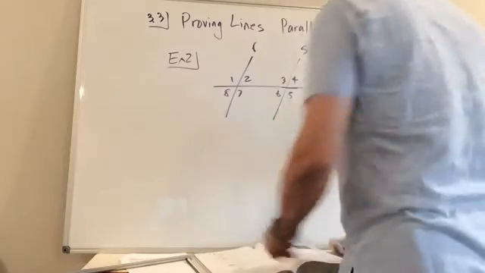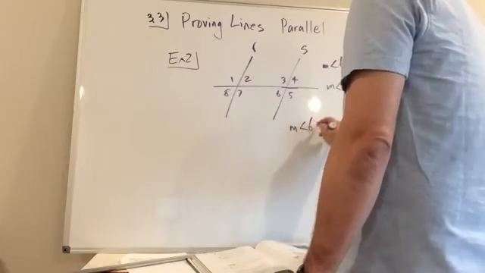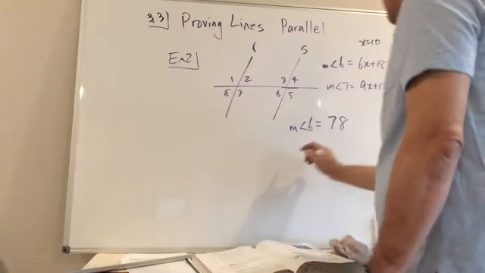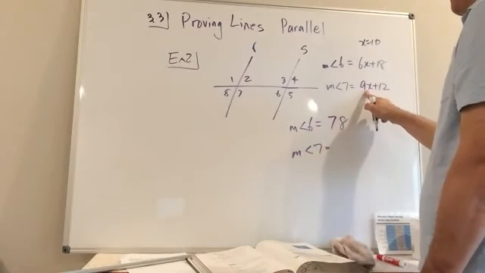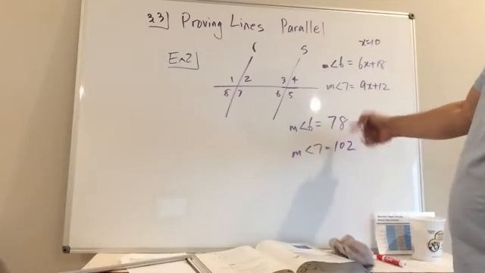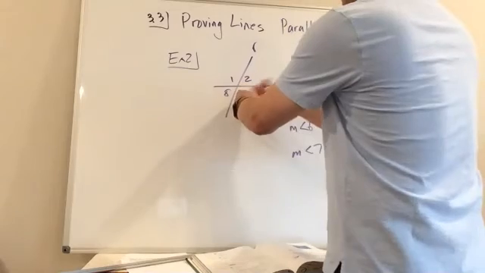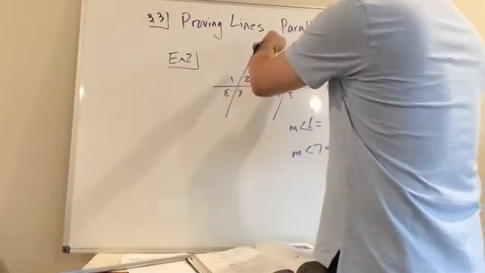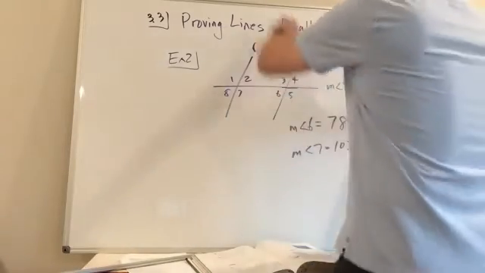They're telling us that x is equal to 10. So angle 6 is going to be 60 plus 18, which will be 78. Angle 7 is going to be 90 plus 12, which is 102. Lo and behold, if you add these two together, you get 180, which means that the same side interior angles are supplementary, so these two lines must be parallel. Okay? All right, so that's how that works.